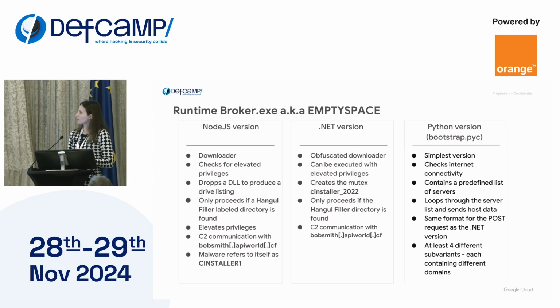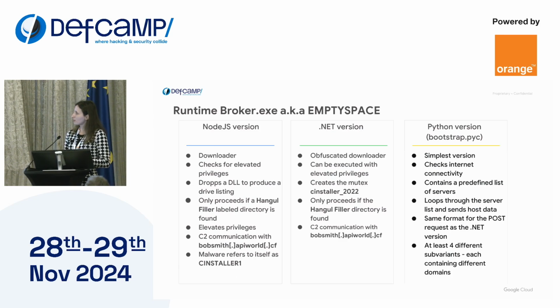The same C2 server is there, and they use the string C installer. The first sample uses this to refer to itself in the communication with the C2, while the second sample uses the C installer string in the name of the mutex it creates.